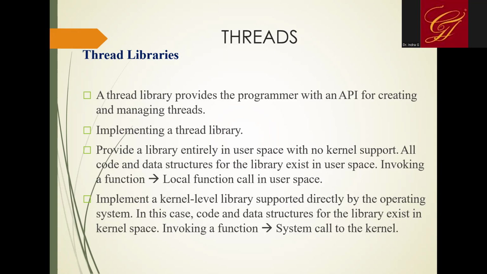Whereas if you're implementing a kernel level library, it will obviously be supported directly by the operating system. And in this case, the code and the data structures for the kernel level library exist in the kernel space. Kernel space means the space that is dedicated to the operating system. And here, in the case of a kernel level library, invoking a function leads to a system call to the kernel. So this is about the kernel libraries. You have a user level library and a kernel level library.